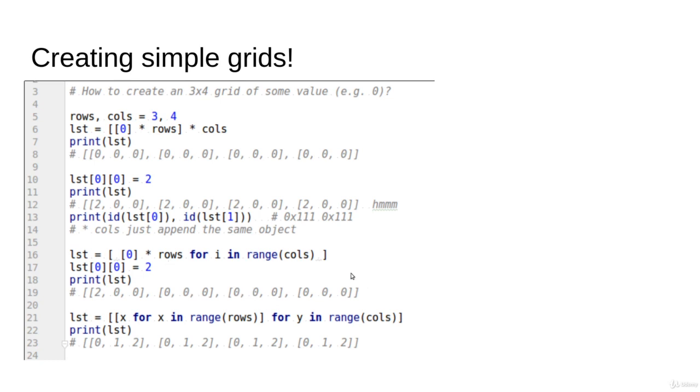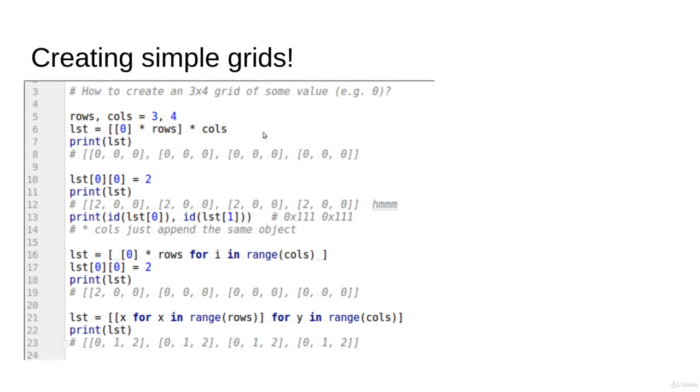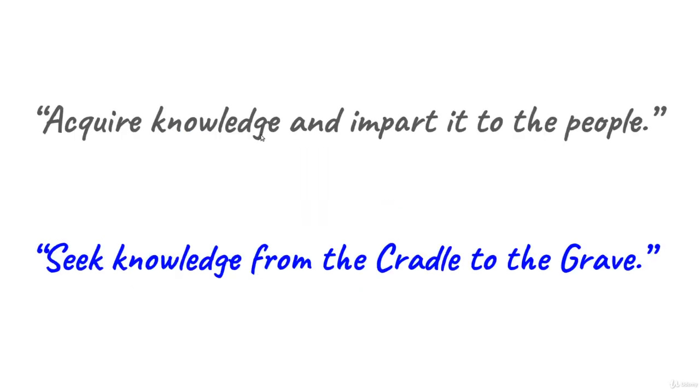In a similar way, if you would like to create, let's say, a list like that, 0, 1, 2, 0, 1, 2, 0, 1, 2, the proper way is to loop over y's, then loop over x to comprehend all of them together. So be careful with the asterisk operator, because it's just duplicating the same memory. That's all, nothing more than that.